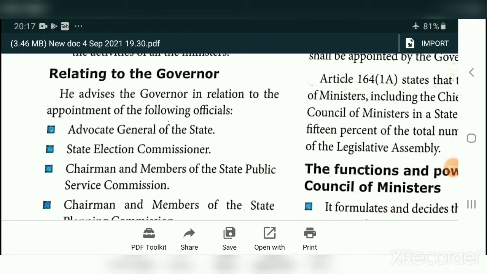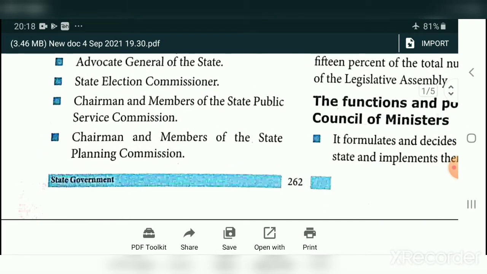The chief minister advises the governor in relation to the appointment of some posts. The Advocate General of the state is appointed by the governor; at that time, the chief minister can give his advice. Then the State Election Commissioner, and the chairman and members of the State Public Service Commission.